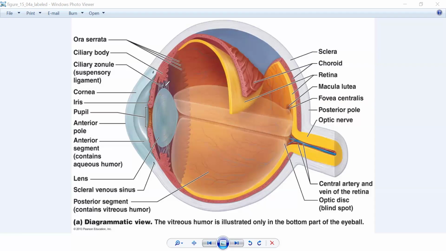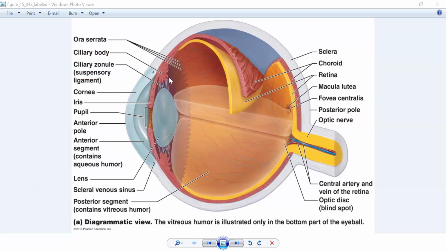Now, how does the lens do this focusing on objects near or far? It pretty much changes its shape. Okay. We'll look at that in slides later. But what controls the shape of the lens is smooth muscle here, referred to as the ciliary body. And they're attached to the lens through ligaments here, known as suspensory ligaments.